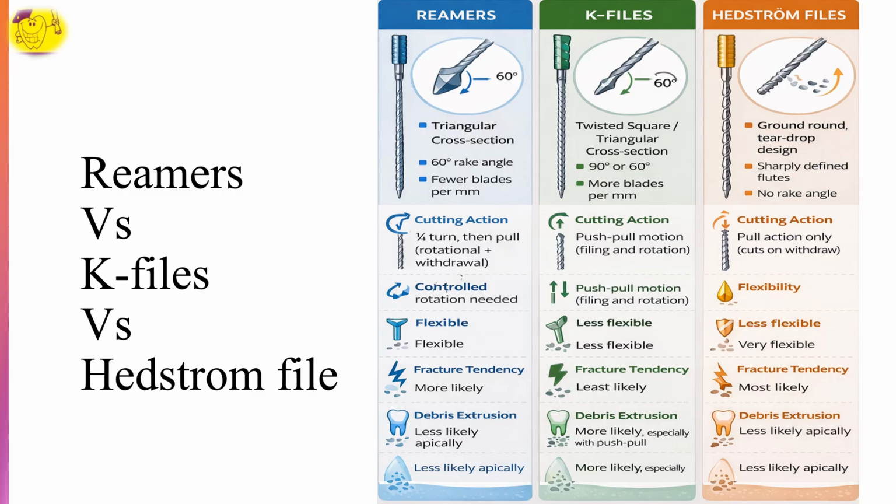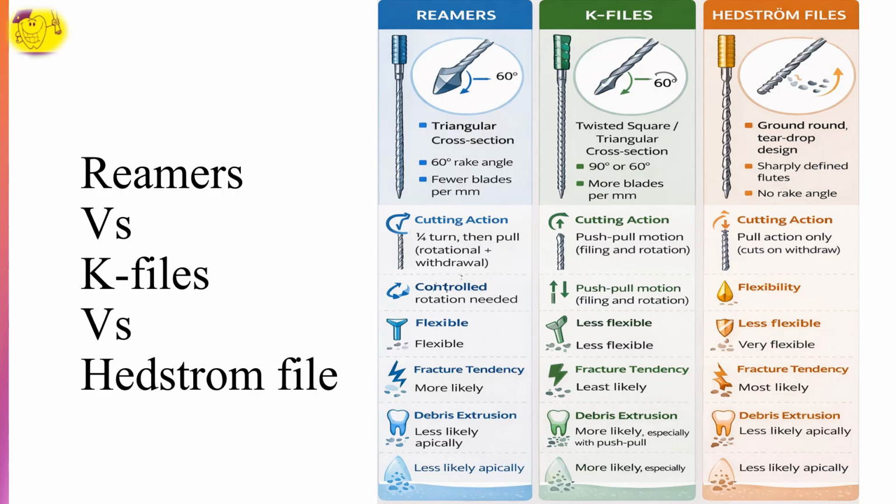The function of each of these files is that the cutting action of a reamer is a quarter turn rotation and then pull or withdraw the file. When it comes to K file, you do an apparent push and pull motion only. And in Hedstrom files, there is only pull action.